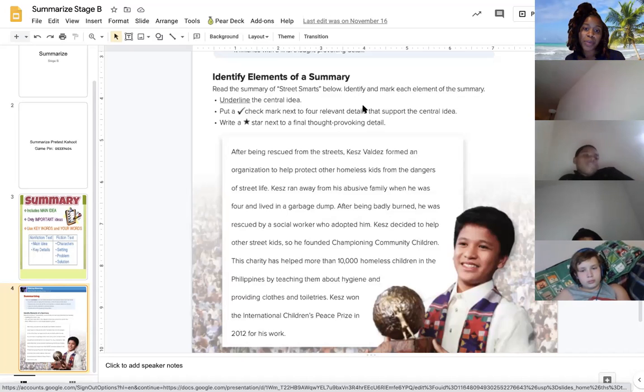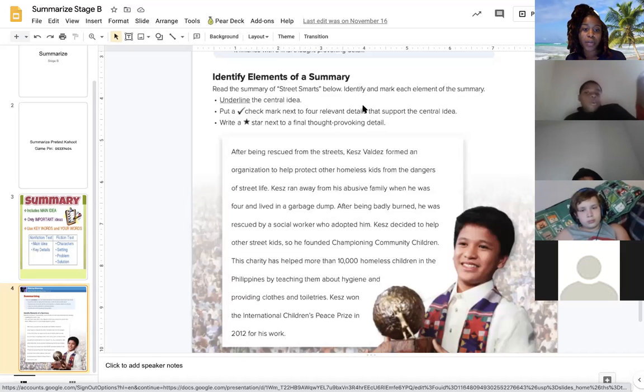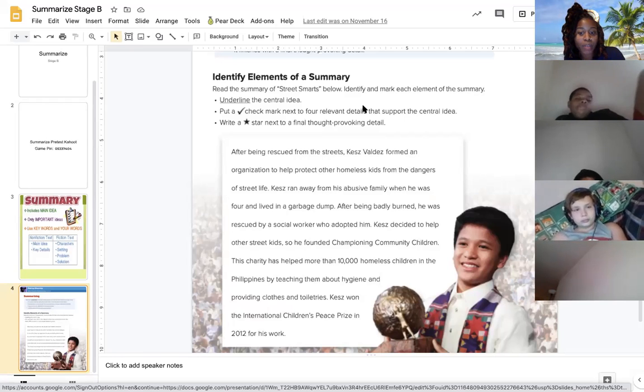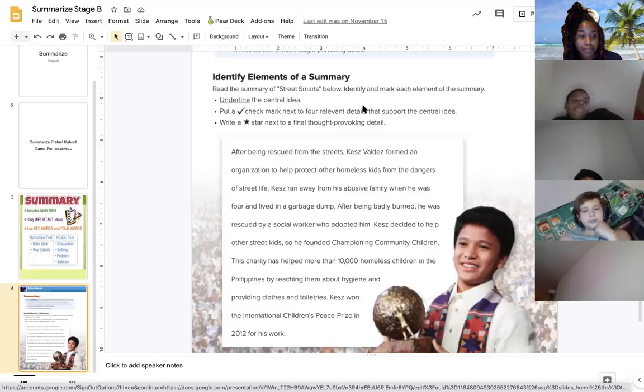Okay. After being rescued from the streets, Kes Valdez formed an organization to help protect the homeless kids from the dangers of street life. Kes ran away from his abusive family when he was 4 and lived in a garbage dump. After being badly burned, he was rescued by a social worker who adopted him. Kes decided to help other street kids, so he founded Championing Community Children. This charity has helped more than 10,000 homeless children in the Philippines by teaching them about hygiene and providing clothes and toiletries. Kes won the International Peace Prize in 2012 for his work.